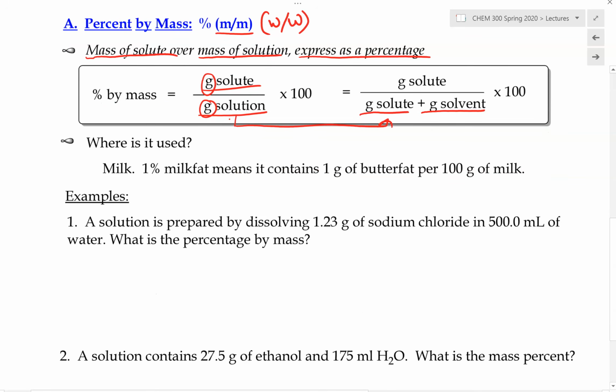And where is this type of unit being used? To give you an example, first, milk. We all drink milk, and sometimes on the label we may see 1% milk, 2% milk, 4% milk, or whatever percent of milk it may be. So what does that 1, 2, or 4% mean? This means the following. If we have a 1% milk, it means that there is 1 gram of butter fat per 100 gram of milk. So if I were to weigh out 100 gram of this milk, it will have 1 gram of fat in it. So that is where we see this unit being used.